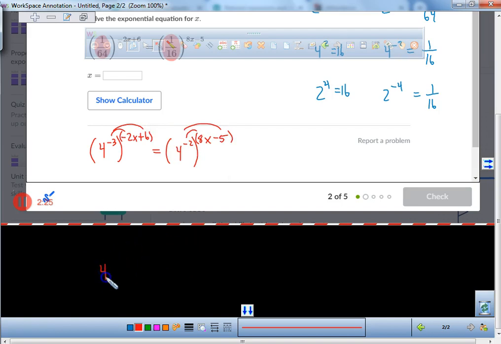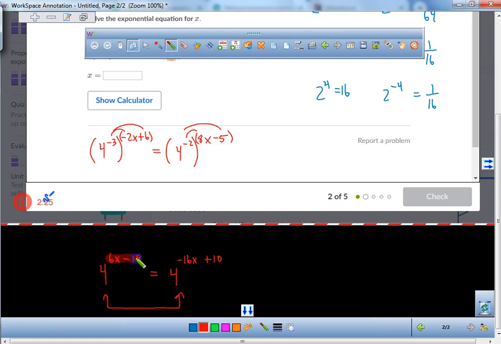So we have 4 to the power of 6x minus 18 equals 4 to the power of negative 16x plus 10. Now, once you have the same base, what are you allowed to do? You're allowed to take this set of exponents and set it equal to that expression up there.